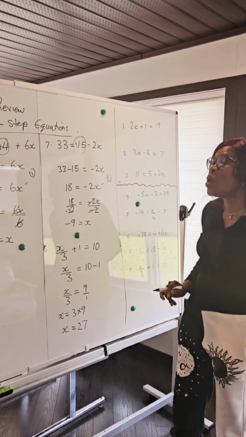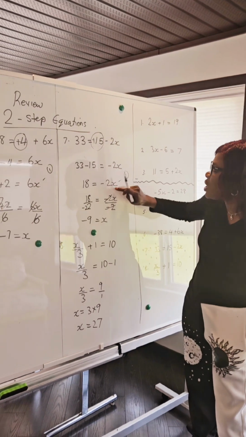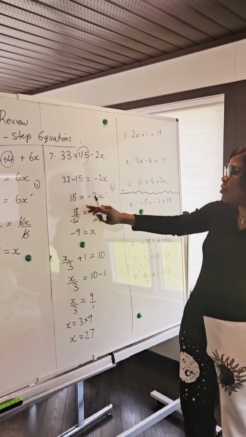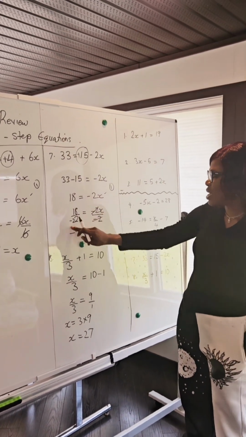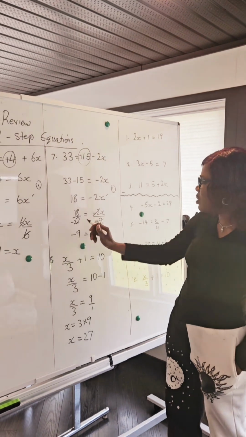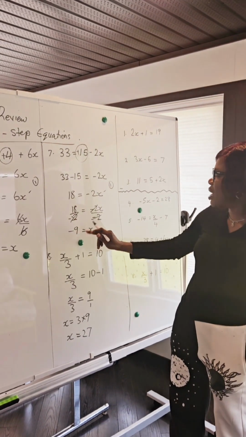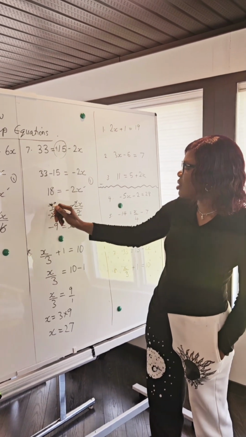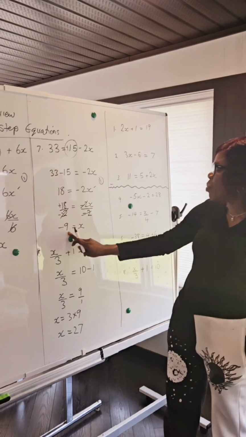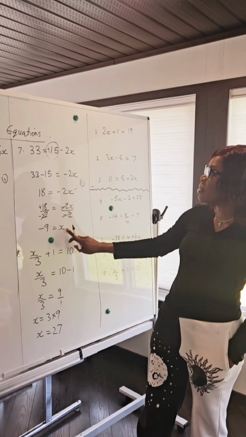So the second operation, what do I need to do to have only x on this side? I have to divide both sides by -2. And that's what I've done here. Divide this side by -2. So I have, remember this is minus, this is plus. 2 different signs will give me -9 is equal to x.